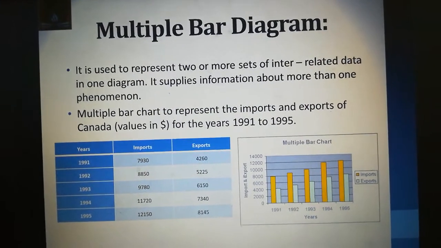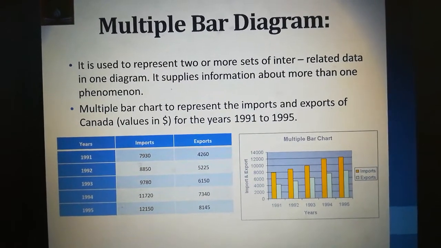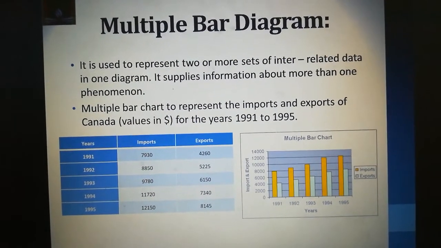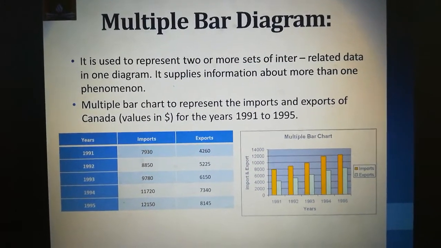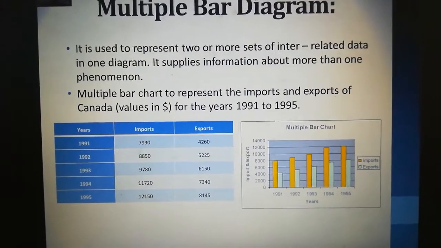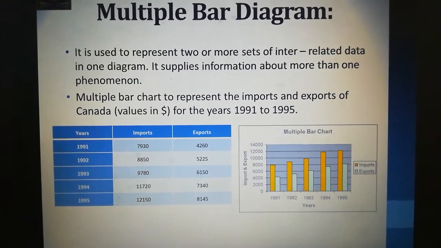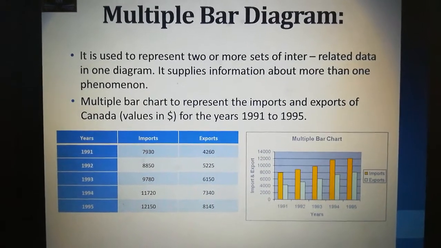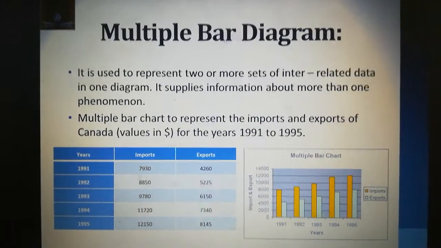So we can see that on the x-axis it is year-wise, and on the y-axis we have shown the import and export in millions. So here for 91, yellow represents the import, and export is represented with the light shade. So it is shown. Hope it is clear.